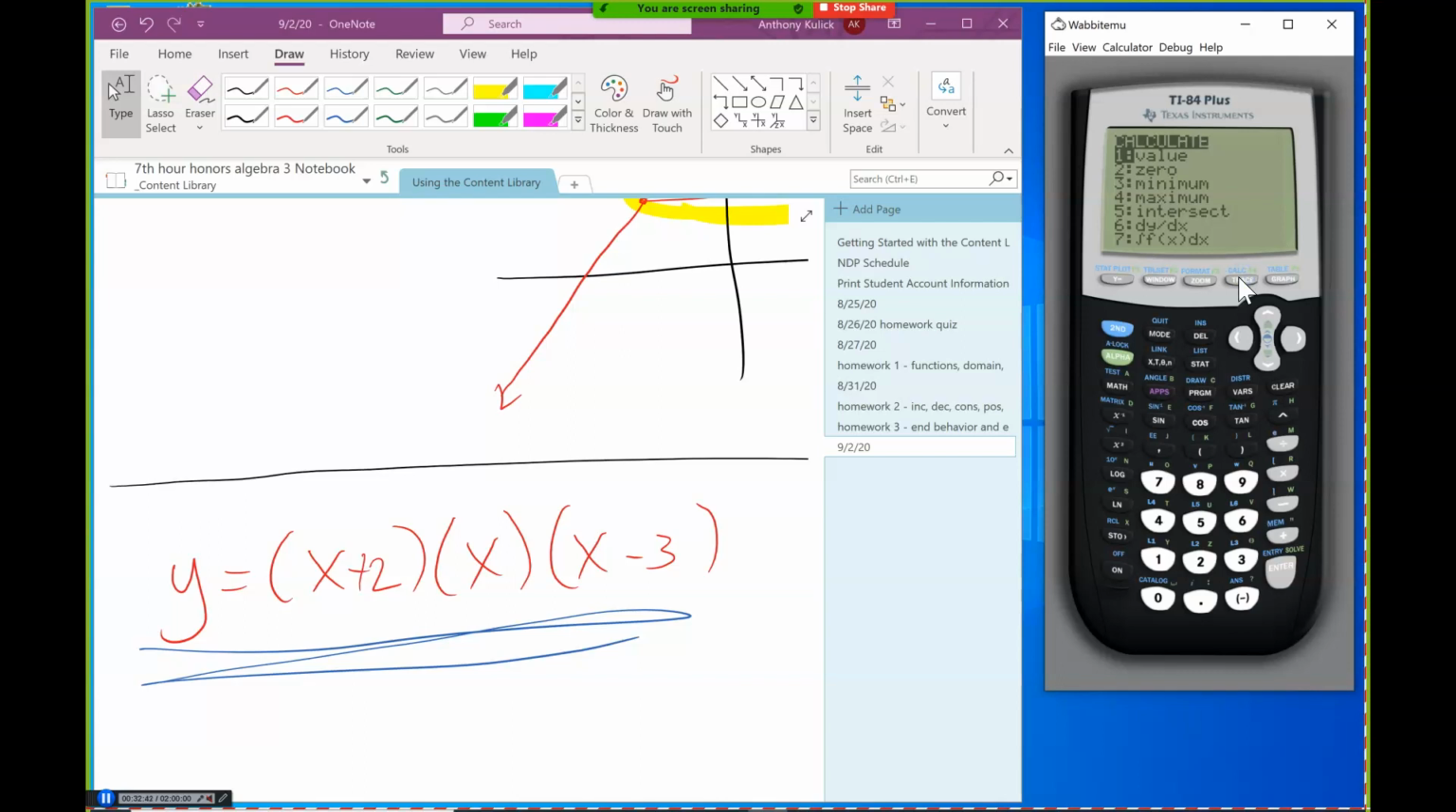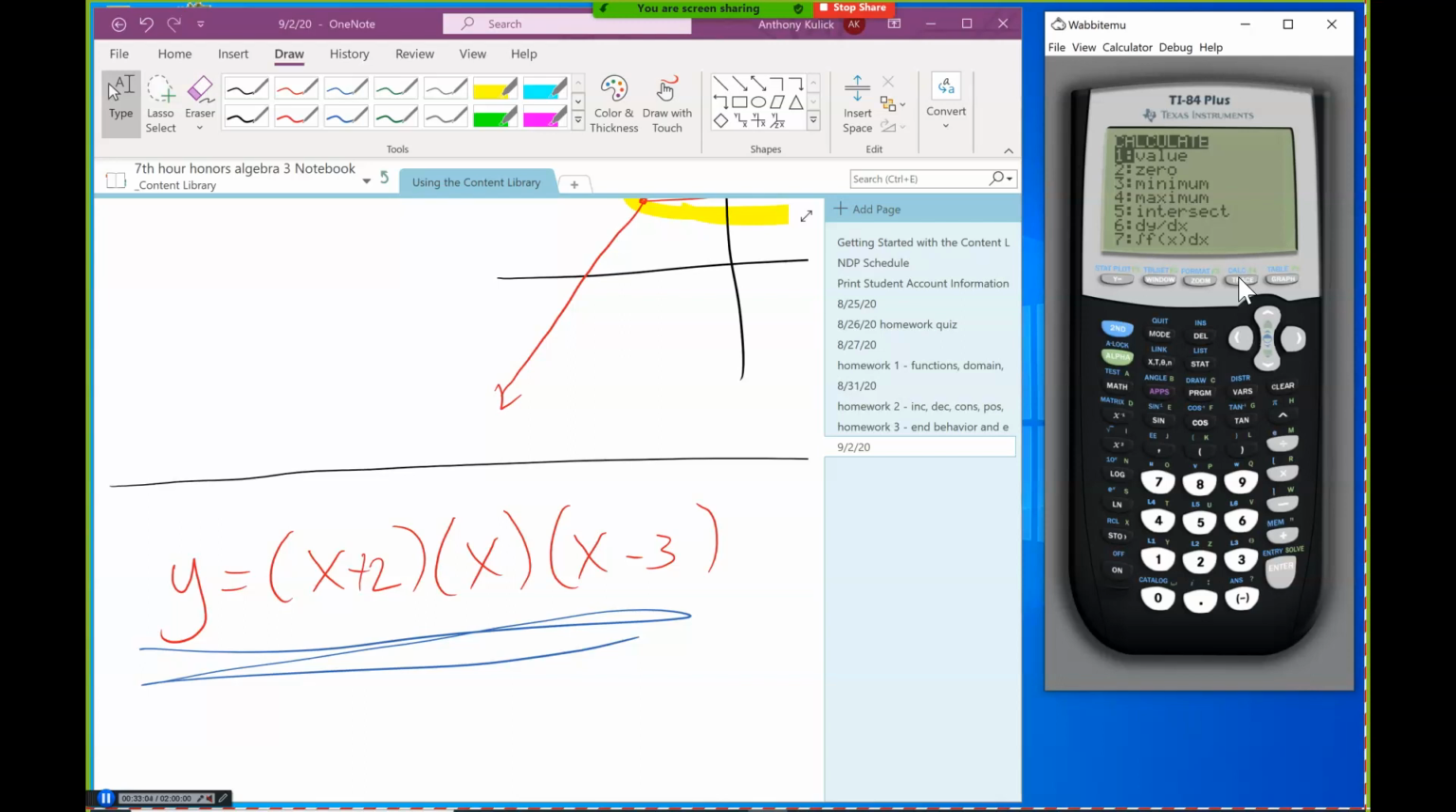This opens up the calculate menu. You might have noticed above the trace button in blue it says the word calculate. Those words in blue above the buttons are what the second function of that button does. So this calculate menu has all these options that you can use on a graph.